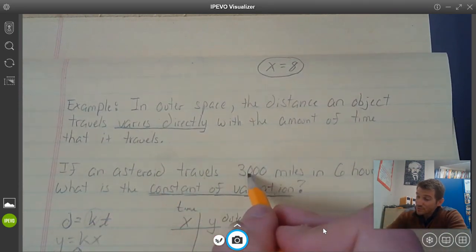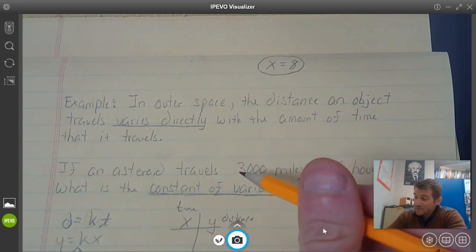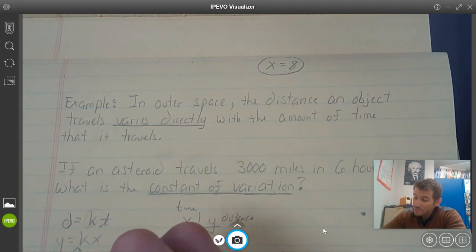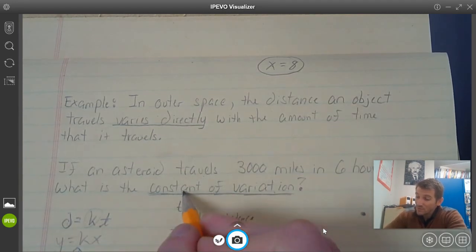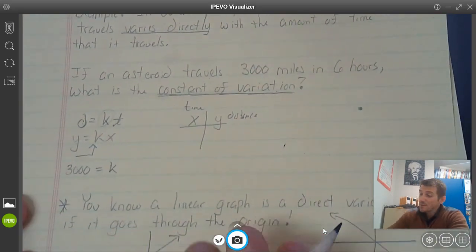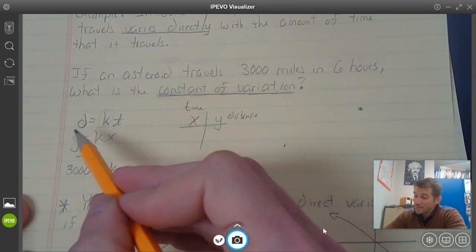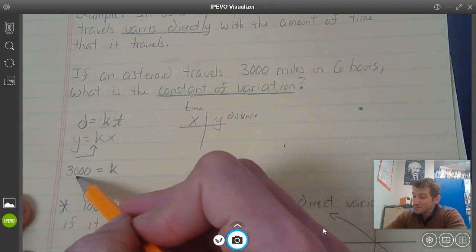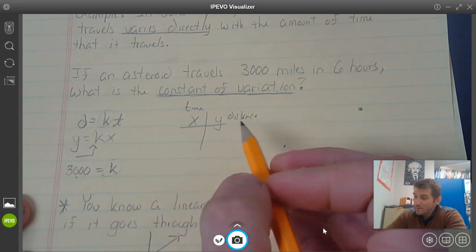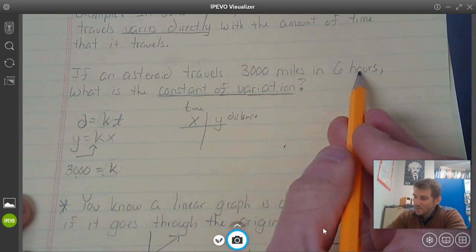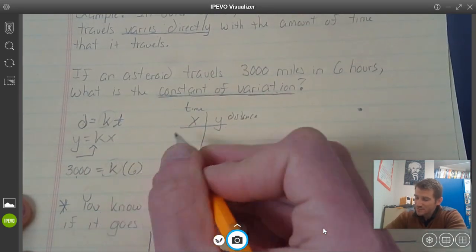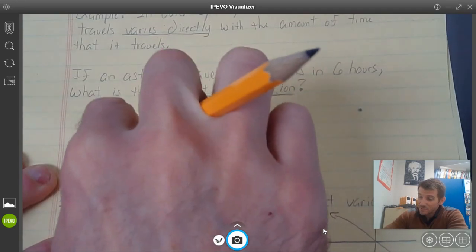So if an asteroid travels 3,000 miles, is that distance or is that time? Well, that's distance. So I'm going to change my d or y to 3,000 equals, I'm solving for my constant of variation. I'm solving for k. Again, my distance is 3,000 miles, so d or y is 3,000 equals k, and they told us how many hours, and x represents time, so that would be 6. So k times 6. X now changes to 6.